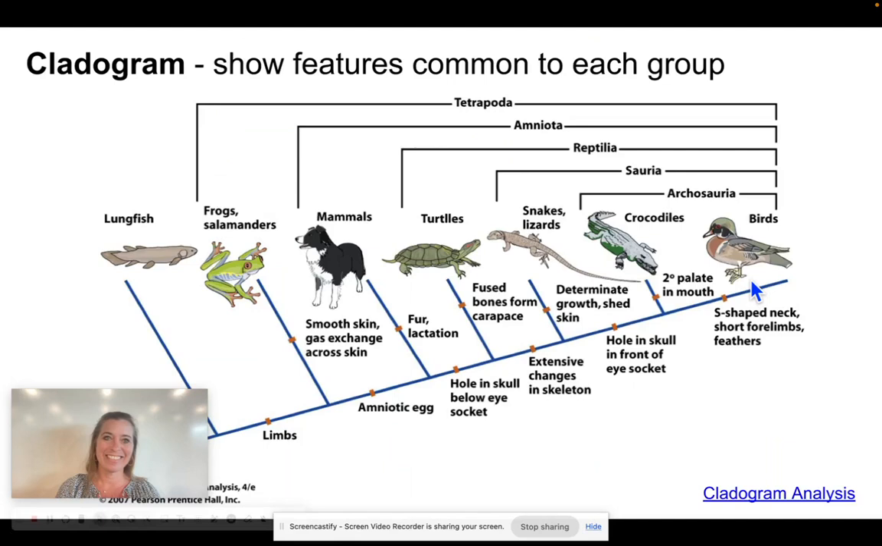A cladogram is similar to a phylogenetic tree, except a cladogram is generally focusing on grouping organisms based on traits. So they'll oftentimes include a series of traits that they're using to group organisms together. So this group of organisms would be a clade, and that's why it's called a cladogram.